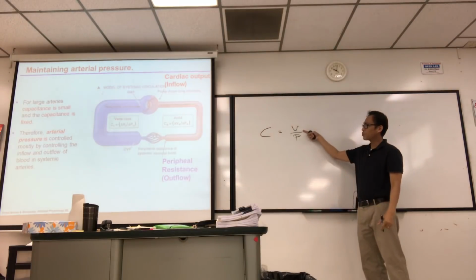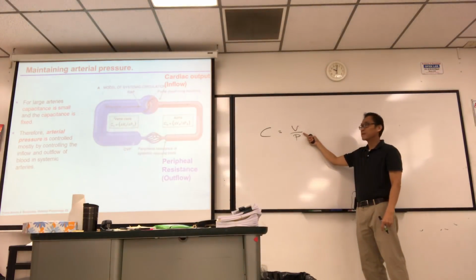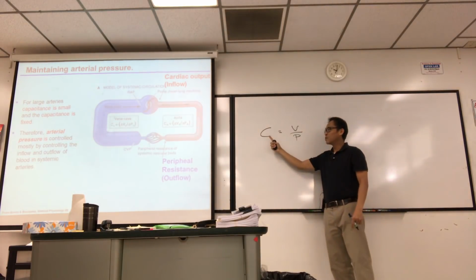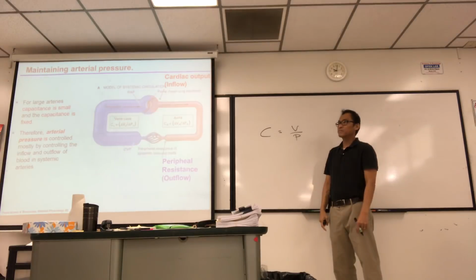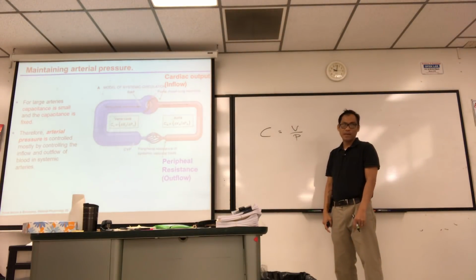So imagine in the numerator, volume of blood, a small number. Do we observe high or low pressures in the arteries? High. So if you have a small number divided by a large number, that gives you a small number. The capacitance of arteries is fixed, it's small. They don't hold very much.